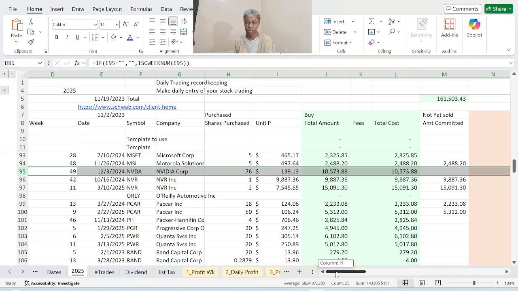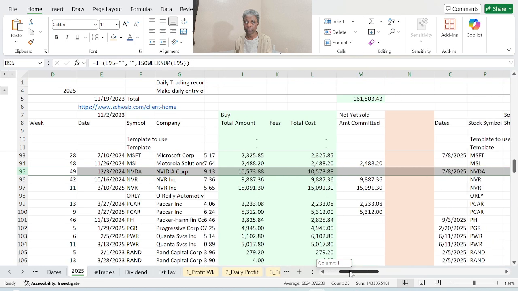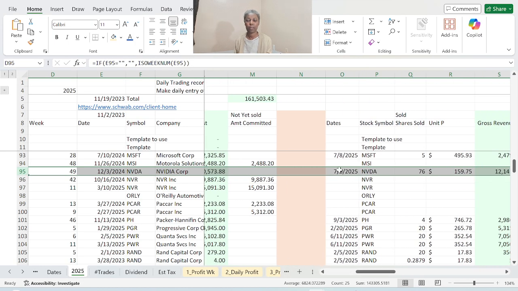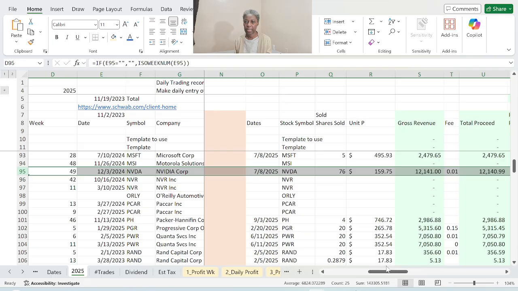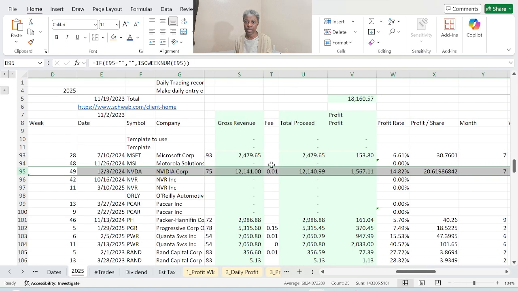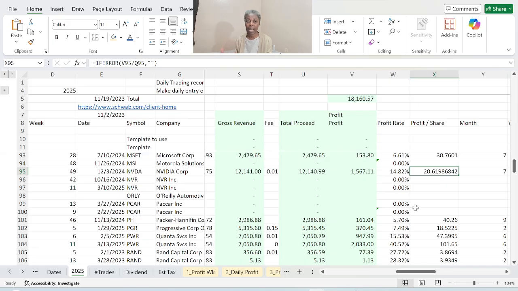When we go to our record spreadsheet, we'll go to the sell section. So we bought it in December for 139 and we sold it, I said a year ago, but it was 7-8 months ago. We sold it in July for 159. We paid a fee of a penny and we made 1,500 in profits, a total of 14% return, and that was $20 profit per share.